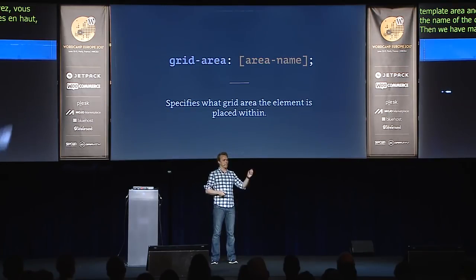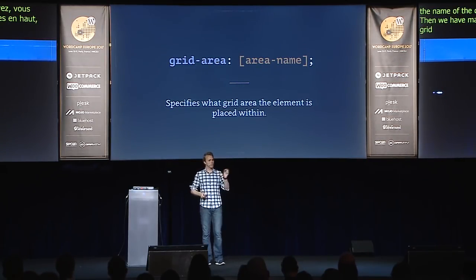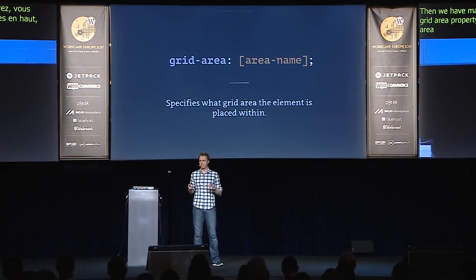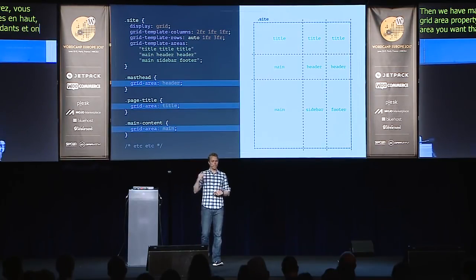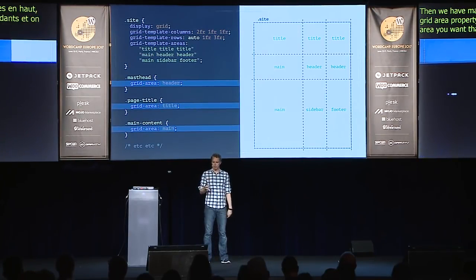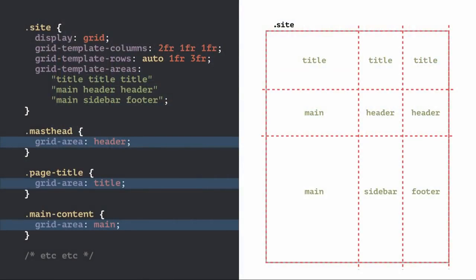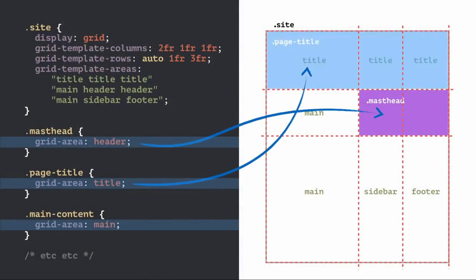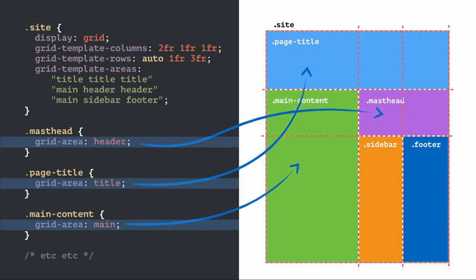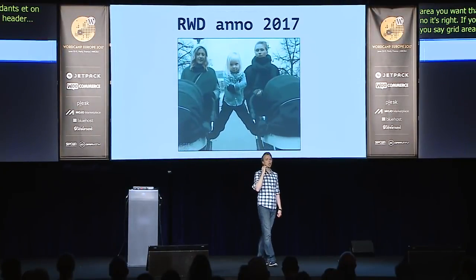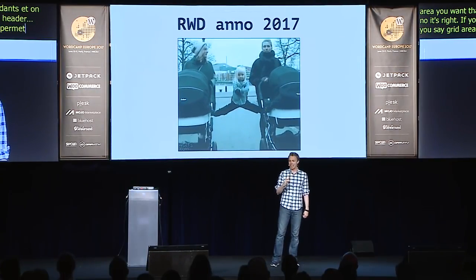Then you use the grid area property on individual child items, and you just declare the name of the area you want that element to appear. If you say grid area header, the element goes to the header area. If you say grid area title, it goes to the title area. And this allows us to do crazy responsive web design.